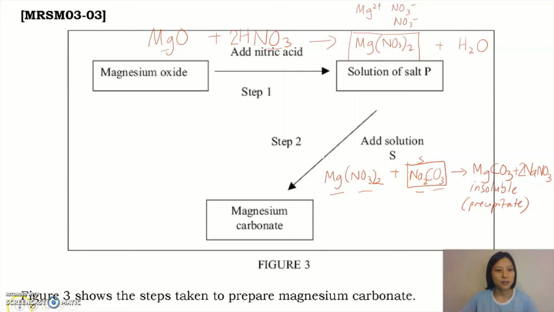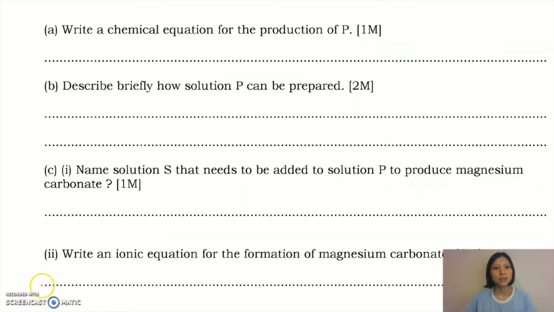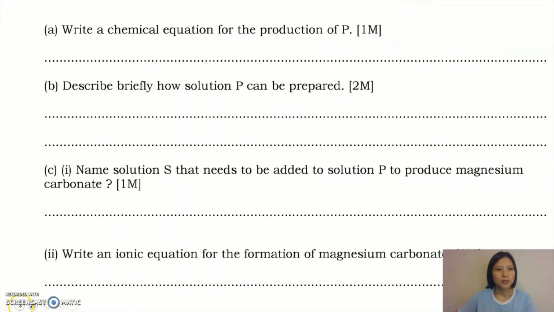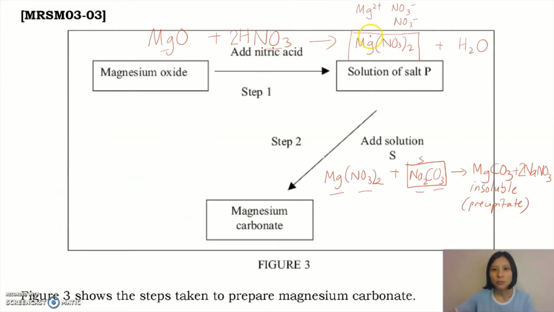Okay, let's answer some questions. Chemical equation for the production of P. This is P. So the chemical equation is already here. MgO plus 2HNO3 gives you magnesium nitrate and water. Second question, describe briefly how solution P can be prepared. So how do we prepare solution P?